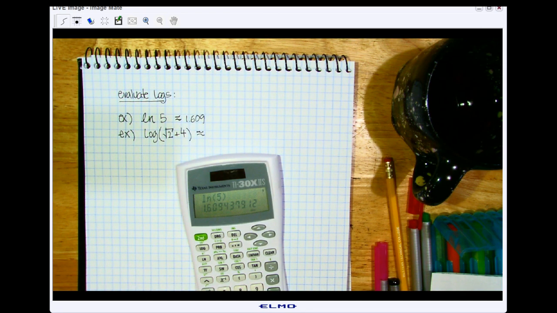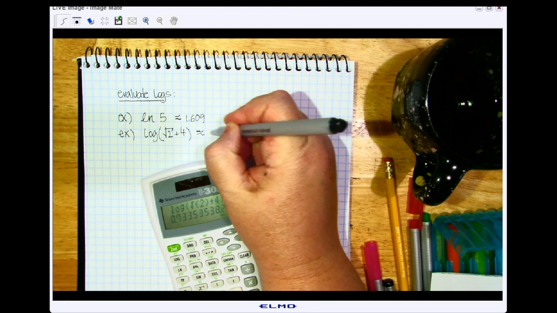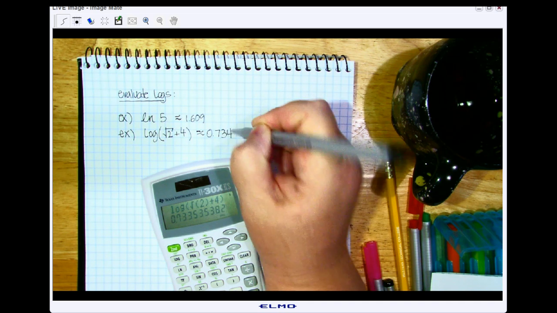And if I'm asked to find the log of the square root of 2 plus 4, I'm just going to hit log, square root of 2, plus 4, to get a 0.734-ish.